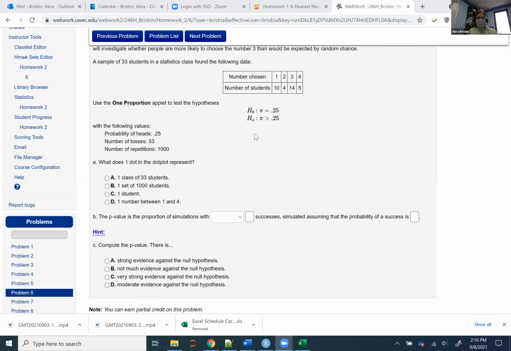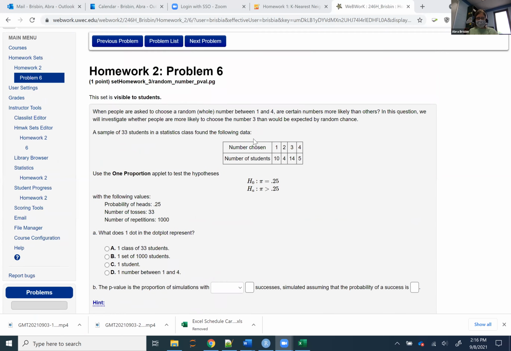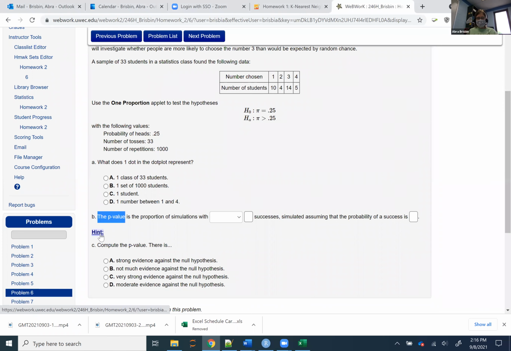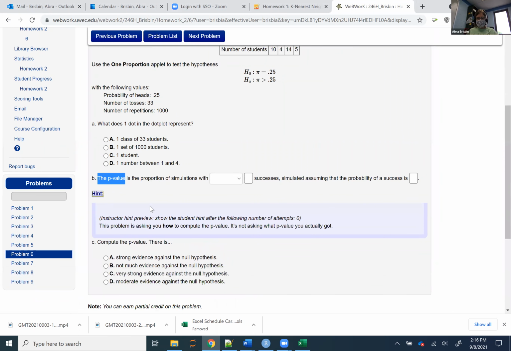Okay, so this is problem 6, part B. So we're filling in the blanks to say the p-value is the proportion of simulations with blank successes, simulated assuming that the probability of a success is blank. And if you checked the hint, you'll see that this problem is asking you how to compute the p-value, not asking what p-value you actually got.